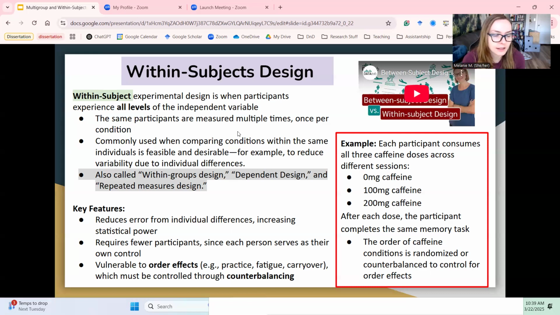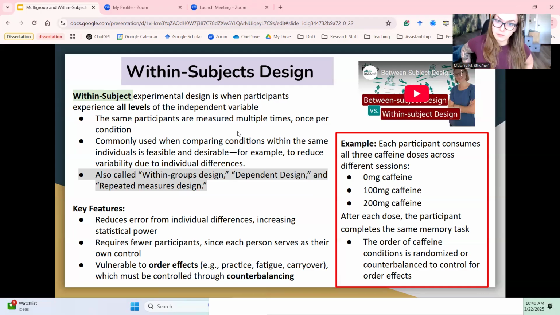So let's see, key features is we like within subject design because it reduces error from individual differences, which increases your statistical power. Another way to say that is because it's the exact same participant who's getting all of the conditions, we know that everything else is as constant as possible. Whereas if I'm asking different people to be in each of the groups, there's going to be such meaningful differences between those individual people that we can't as accurately account for them.